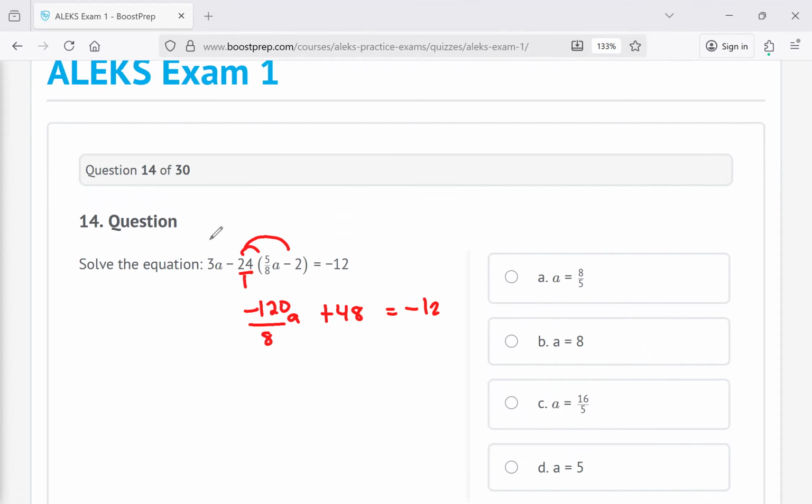And then we didn't do anything with this 3a, so just bring it down. Now, should we multiply everything by 8? Not yet. First, check if this comes out evenly. So negative 120 divided by 8 is what? Negative 15. And then you still have the a, right? And then let's try to collect like terms. So what's 3a and negative 15a? That is going to be 3 minus 15, which is negative 12a.